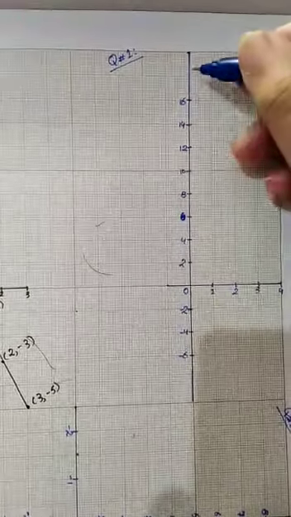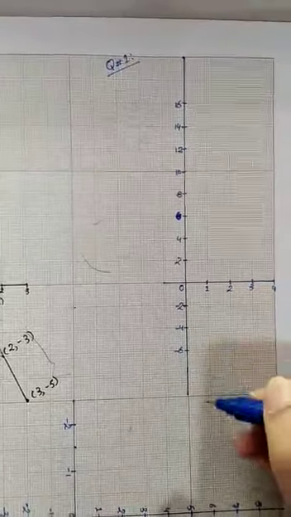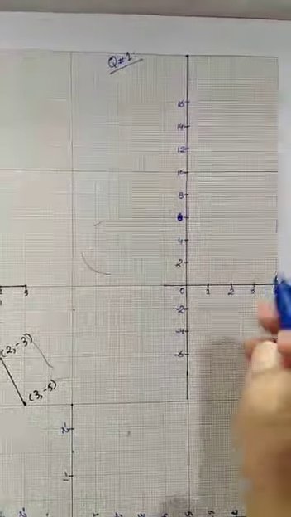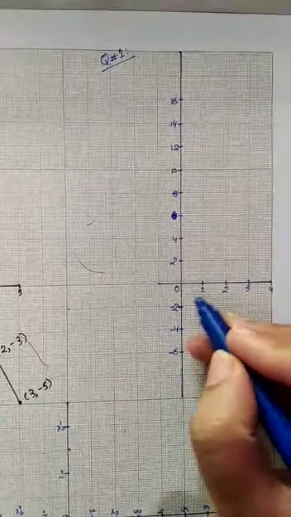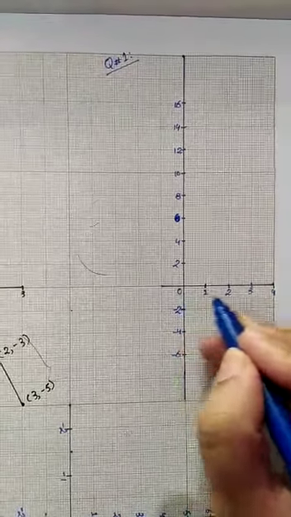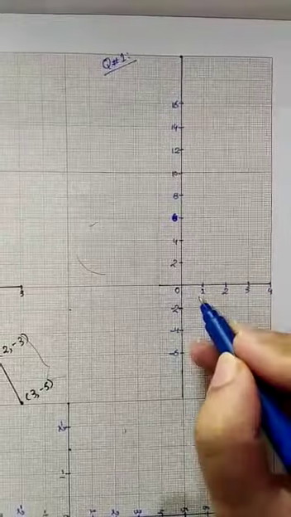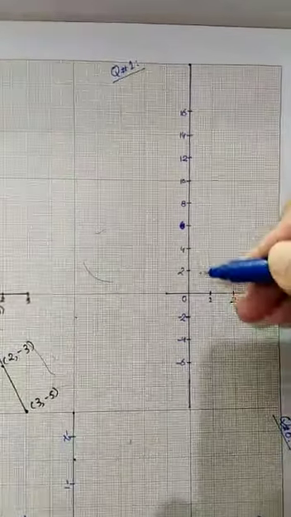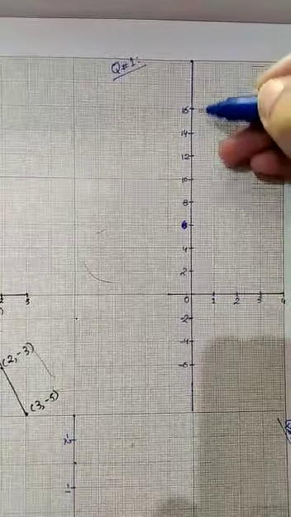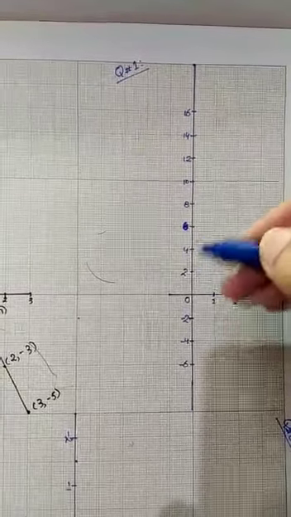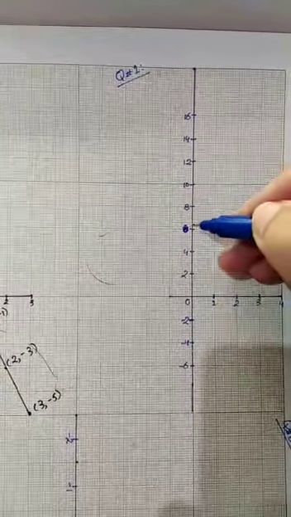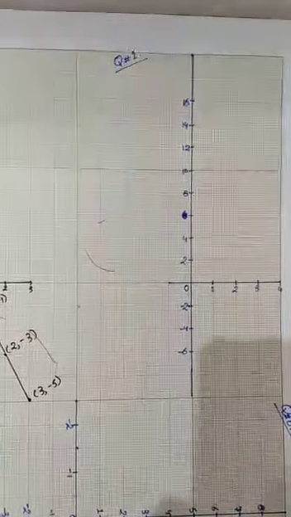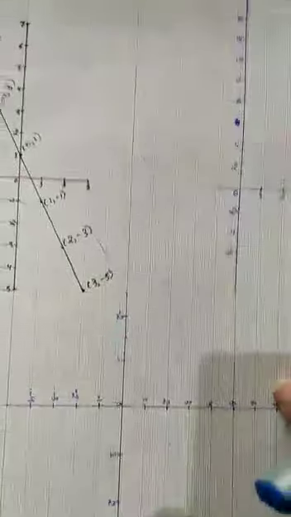So this is the positive y-axis, this is the negative y-axis, and this is the positive x-axis. So again 1 centimeter to 1 unit on the x-axis. As you can see that I gave 1 unit difference: 1, 2, 3, 4, and 1 centimeter to 2 units on the y-axis. So as you can see it's 2, 4, 6, 8, 10, 12, 14, 16. Okay, so now first you will plot the points.